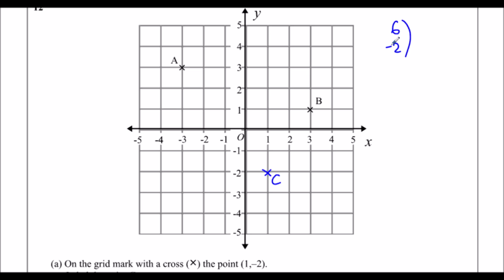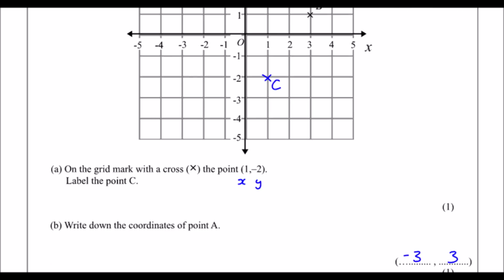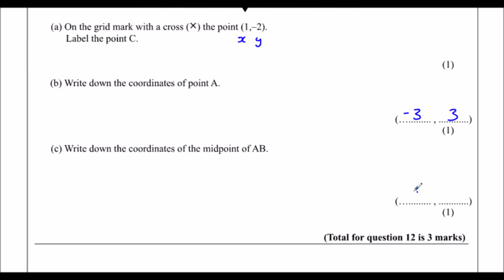6 along, 2 down. Half of that is 3 along and 1 down. So 1, 2, 3, 1. So there's the middle. And the coordinates are 0 on the x, 2 on the y. So 0, 2.